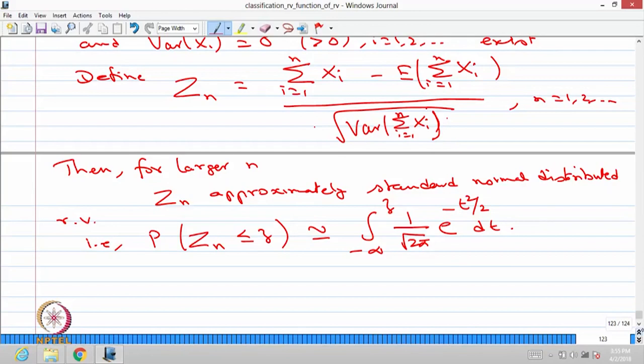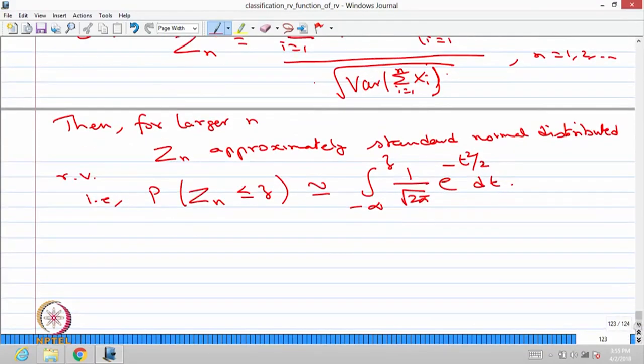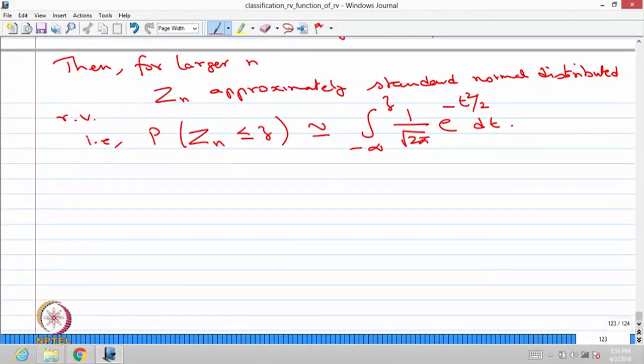And here the assumptions are very important. They should be IID random variables with at least a second order moment existing. Now we will go for the proof of this theorem.